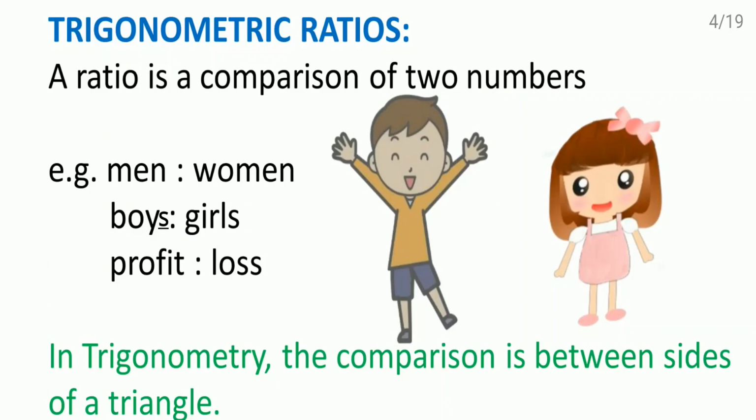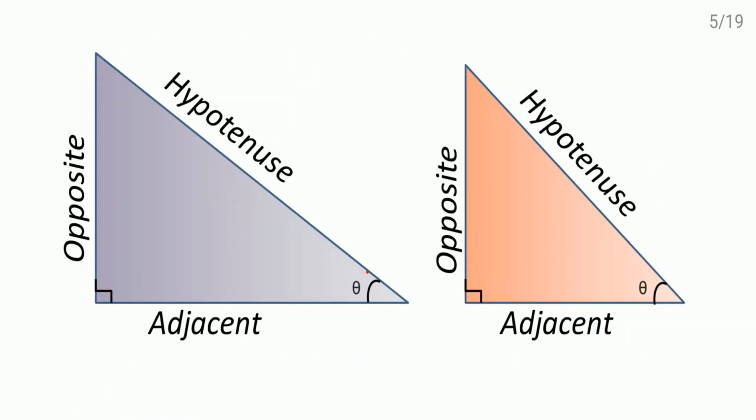A ratio is a comparison of two numbers. For example, men to women, boys to girls, profit to loss, right? So we have done the comparison here. Exactly the same way in trigonometry, the comparison is between sides of a triangle, right? Here you see these two right angle triangles I have shown.